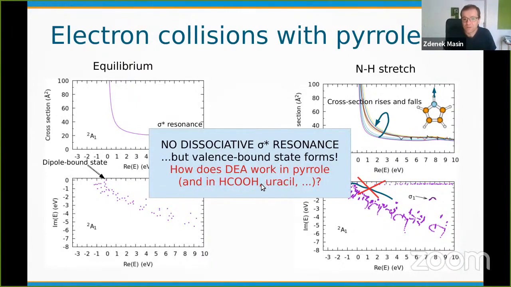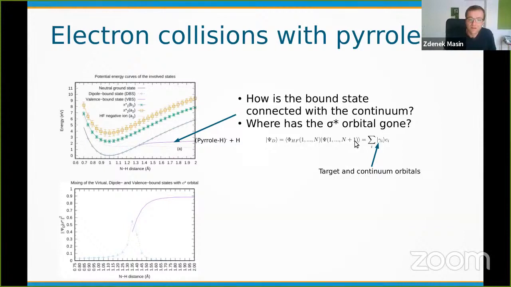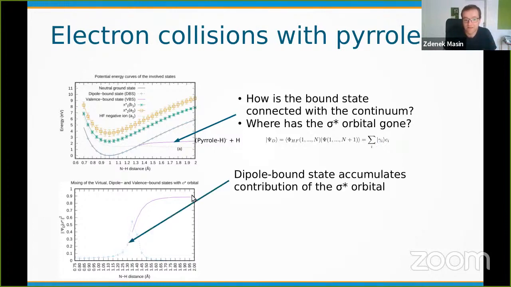So there is a problem now. We have this valence bound state, which leads to the dissociative electron attachment, but there is no curve that connects it to the continuum. So where is the sigma star orbital gone? We can address it by analyzing the so-called Dyson orbitals of the states that are involved. We can calculate what is the contribution of the sigma star orbital that we're looking for to the dipole bound state and the valence bound state.